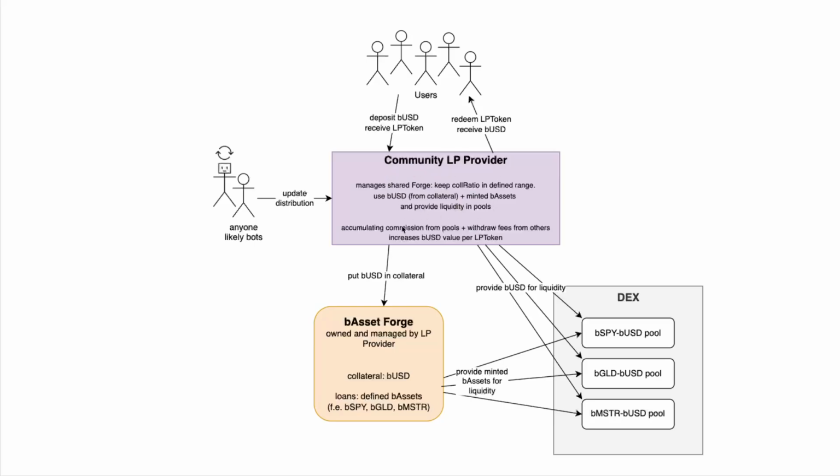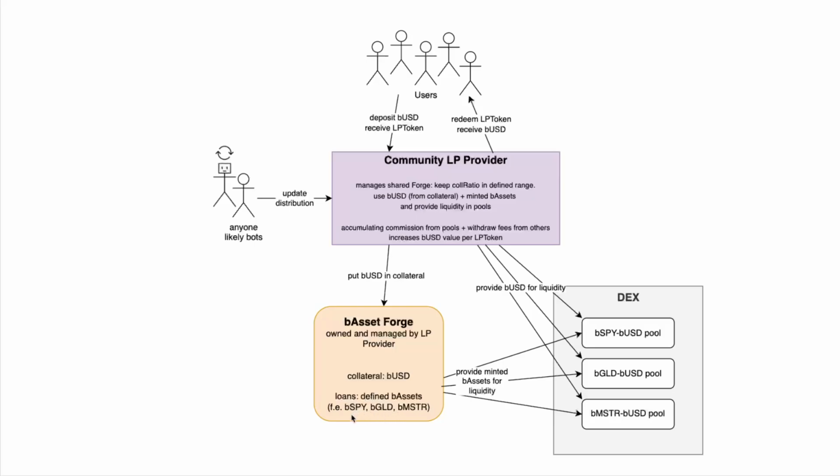And what they do is this smart contract creates one shared forge that the contract has control over. It's an asset forge, and whatever BUSD that comes into the contract will partly be put as collateral into the forge, and then this forge is used to mint. So they create B assets.